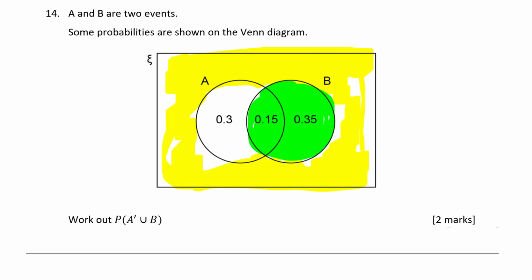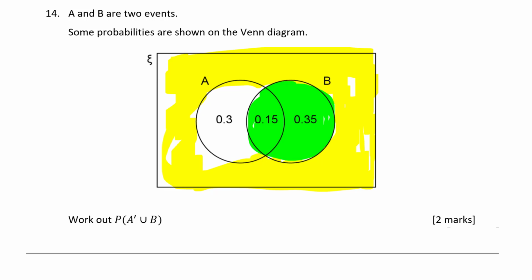Okay, so the only bit then really that isn't included is that bit inside A then, that 0.3. Now just take care of this diagram because there's some bit missing. It says some of the probabilities are shown. It's actually missing a bit, isn't it? Because the complete diagram should add up to 1.